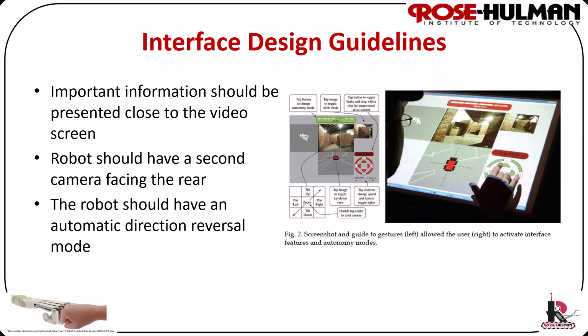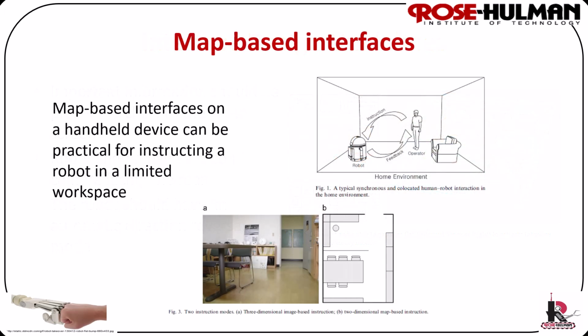It would also be helpful if there are some basic behaviors or autonomous modes for the robot that are quickly available somewhere close, so that if you want to quickly switch into wall following or object retrieval, etc., the user does not have to expend mental workload to achieve that. So here's another example of map-based interfaces on a handheld device, which may be more practical for instructing a robot in a limited space. You may have a typical synchronous and co-located human-robot interaction in the home environment, where the human is given an instruction and the robot provides feedback. Or, at the bottom, you have two instruction modes, where you have the three-dimensional image and the two-dimensional map based upon the needs of the user and which one may be the most helpful.